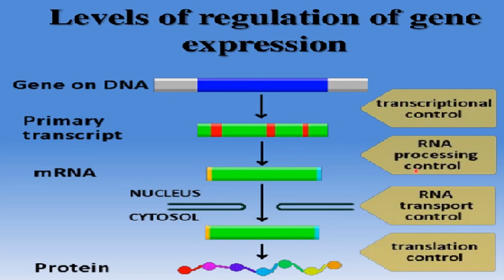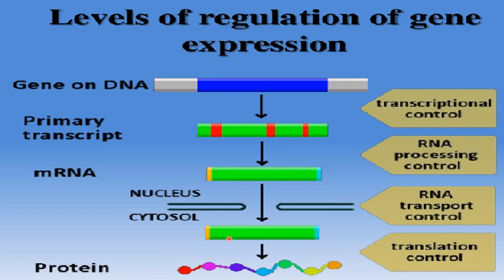Second thing, gene expression can be regulated because in eukaryotes, you know, transcription occurs in the nucleus, and translation will occur in the cytoplasm. So when the RNA which has been formed in the nucleus is transported to the cytoplasm, at that level also gene expression can be regulated. Here this RNA which has been formed and processed, when it is transported to the cytoplasm, at this level also gene expression can be regulated.